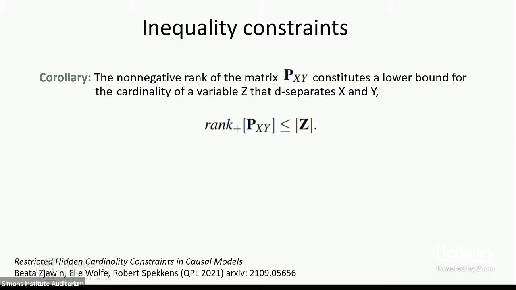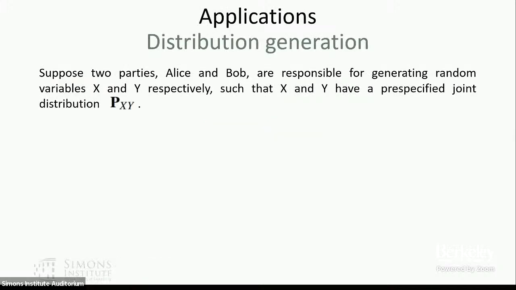There is one example that I showed before, in relation to this other inequality constraint, where we want to see whether there is a direct causal influence from X to Y. I don't want to go through this example again, but I hope you can see that the flavor of this inequality is very similar, again with the cardinality of the hidden variable. I could go over the same example and use this cardinality instead, but let me not do that and focus on a different example that I also find very interesting, and it's about distribution generation.